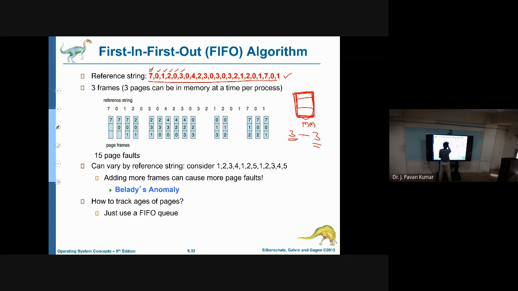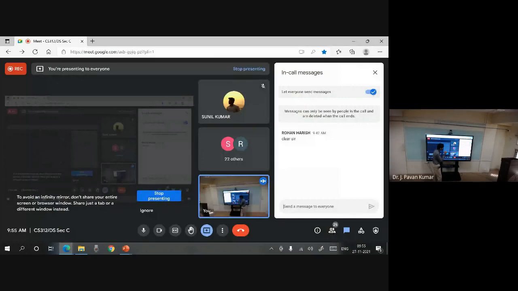Now, whenever we want 7, try to understand, are we having 7 in the main memory? Yeah, please respond orally, please. Are we having 7 in the main memory now? Yes? Are we having 7 in the main memory? Yes, please respond. I'm requesting these many times.